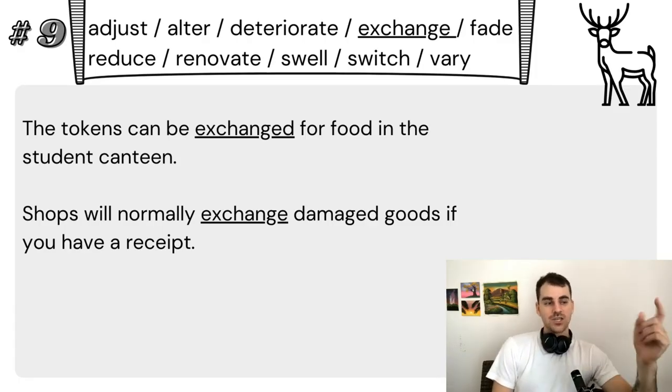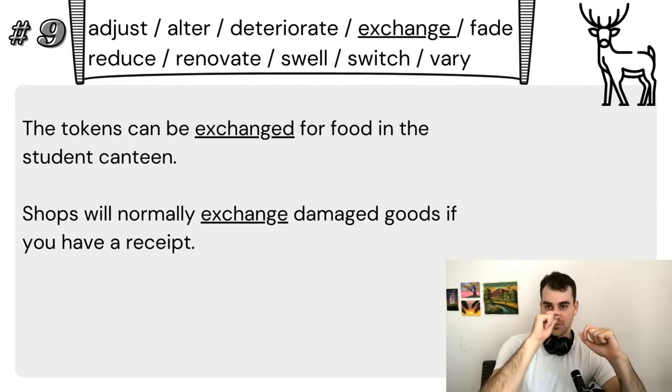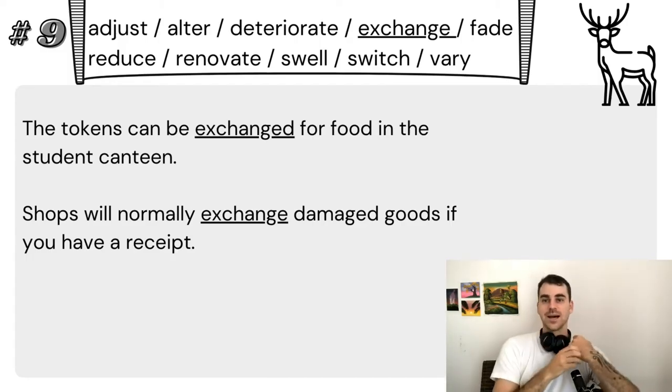Shops will normally exchange damaged goods if you have the receipt. The receipt is that little piece of paper they give you when you buy something. You give that to them and they'll usually give you money back.